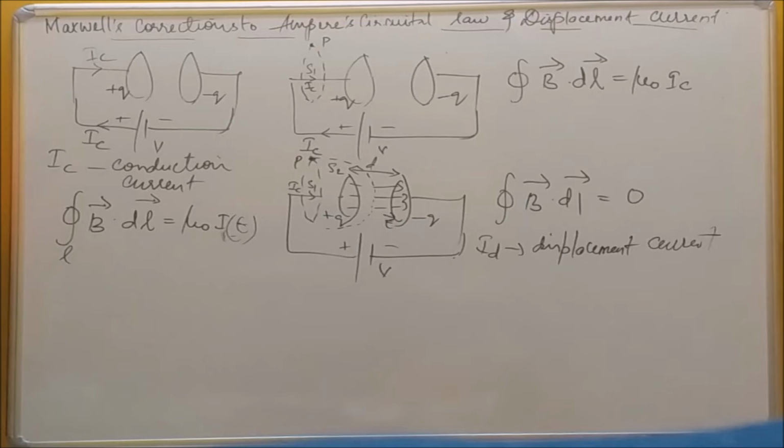Because here the positive charge and negative charge are present, we are considering that the electric field passes here. That is the E vector.